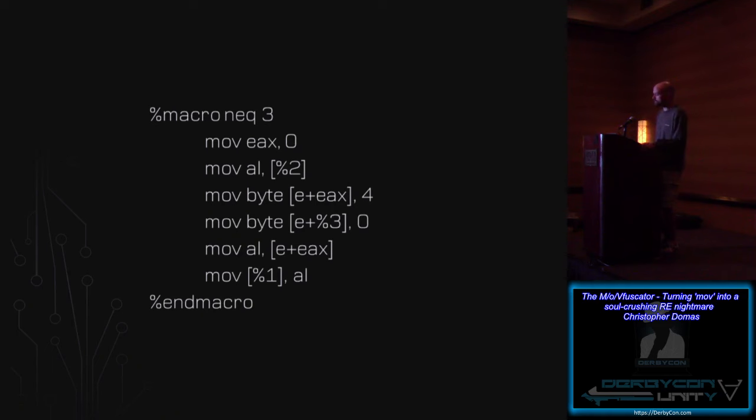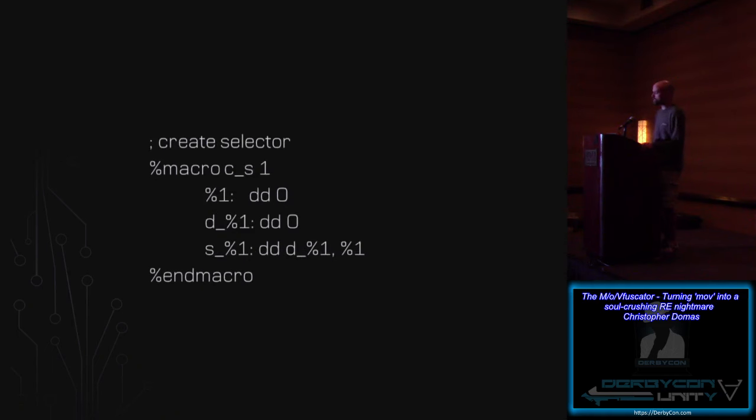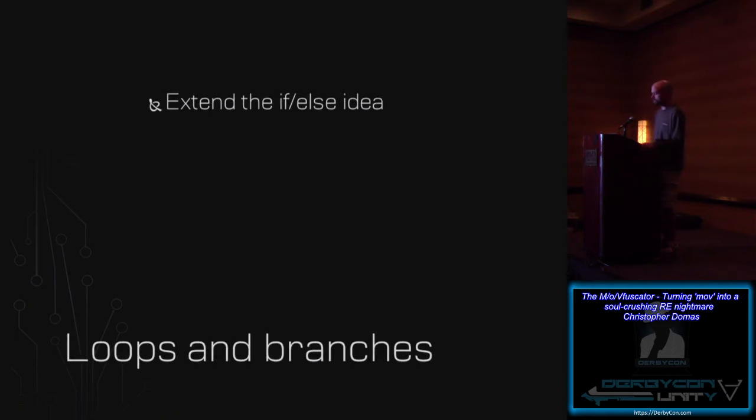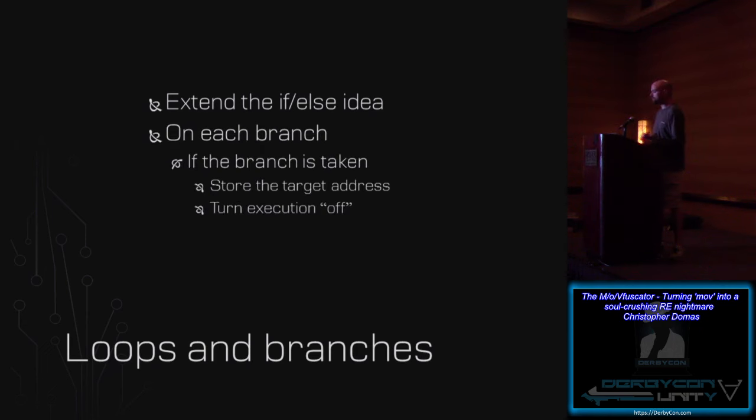Here's inequality checks. Here's a way to generate those selector functions with a macro. So we've got ifs, if-elses at this point. What we really want, though, is something a little bit more robust. We really want a way to branch and loop inside of our code. But we can do that by extending this basic if-else if idea.